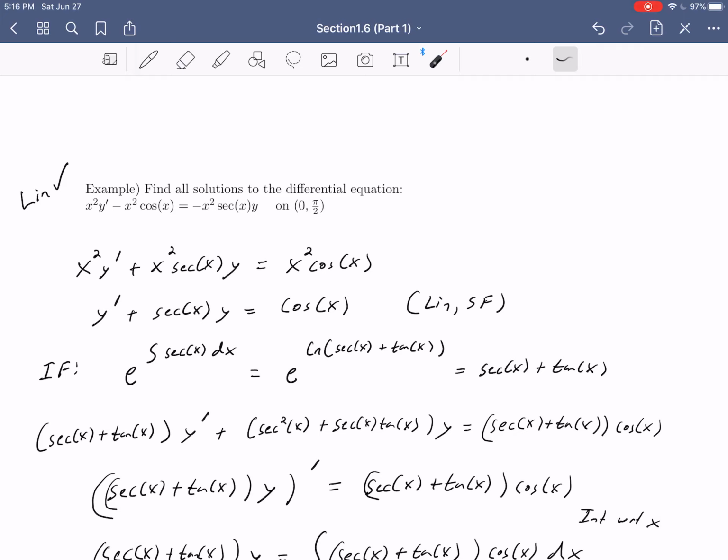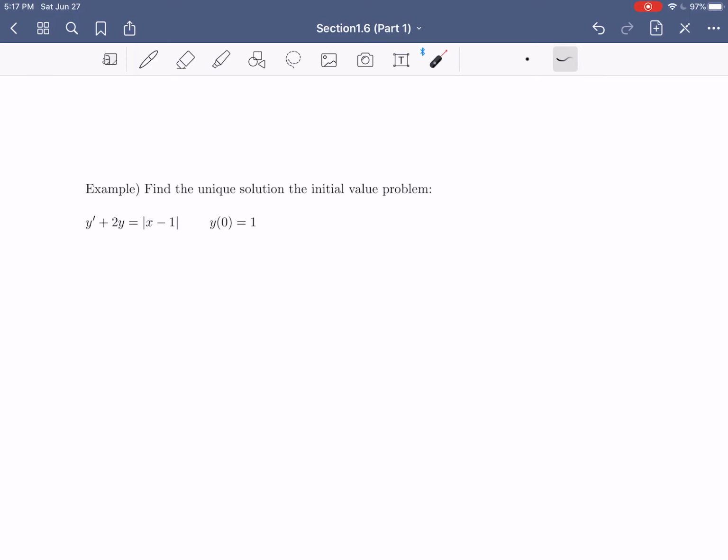So I want to show you guys a slightly alternate way. You're, of course, welcome to use either one. And again, do keep in mind that our next example is just a very unique situation when dealing with piecewise functions. So let's go ahead and take a look.